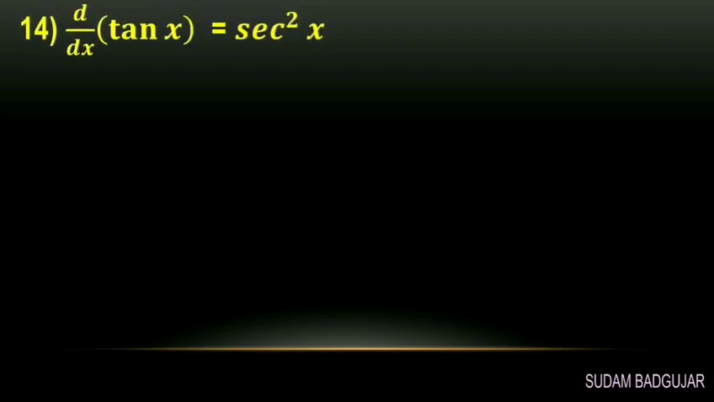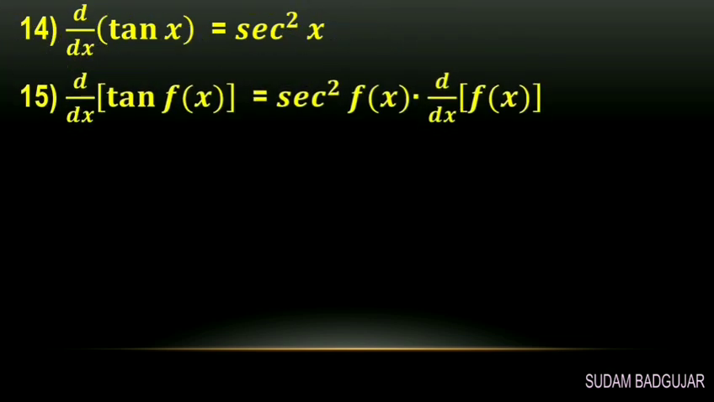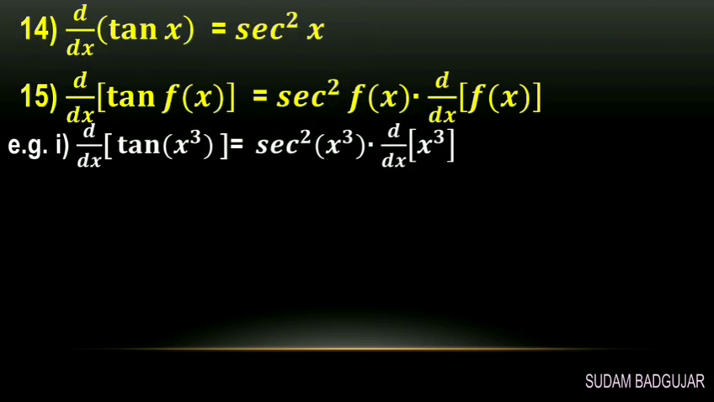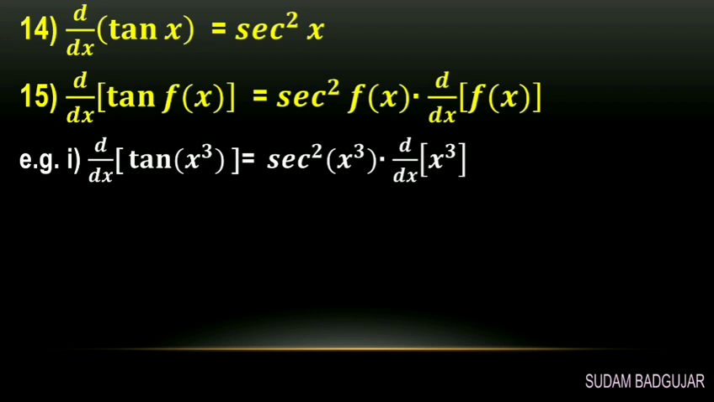One more standard form: the derivative of tan x is equal to sec square x. In general form, the derivative of tan of f of x is equal to sec square of f of x into the derivative of f of x. For example, the derivative of tan of x cube is equal to sec square of x cube into the derivative of x cube.